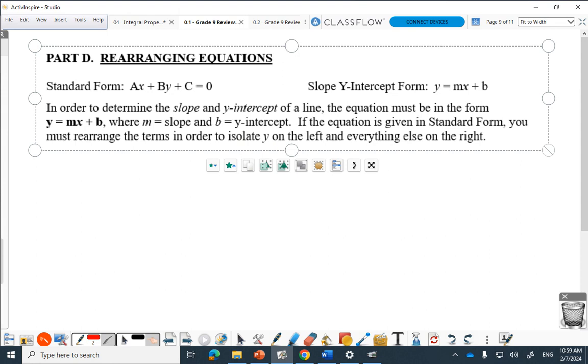This is called rearranging equations. Actually, it worked out good. I didn't do it on purpose. It worked out good that you were able to go home and do a little equation solving, get that down pat so you could see this after that.